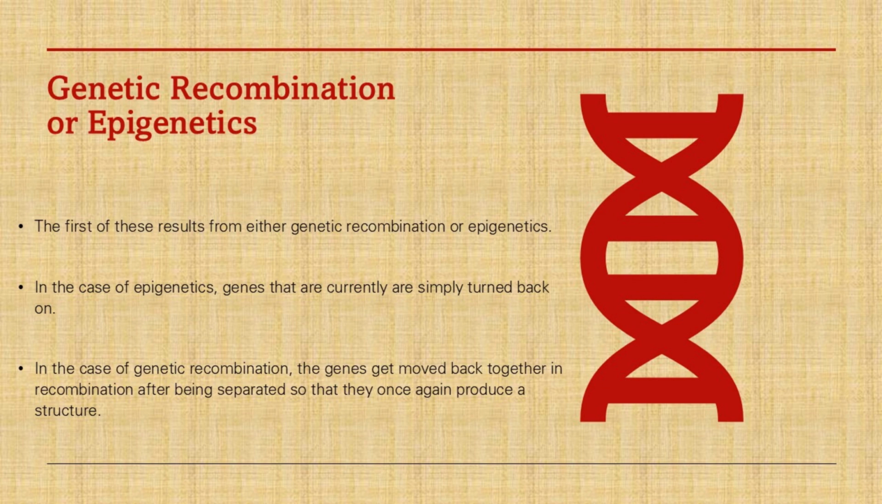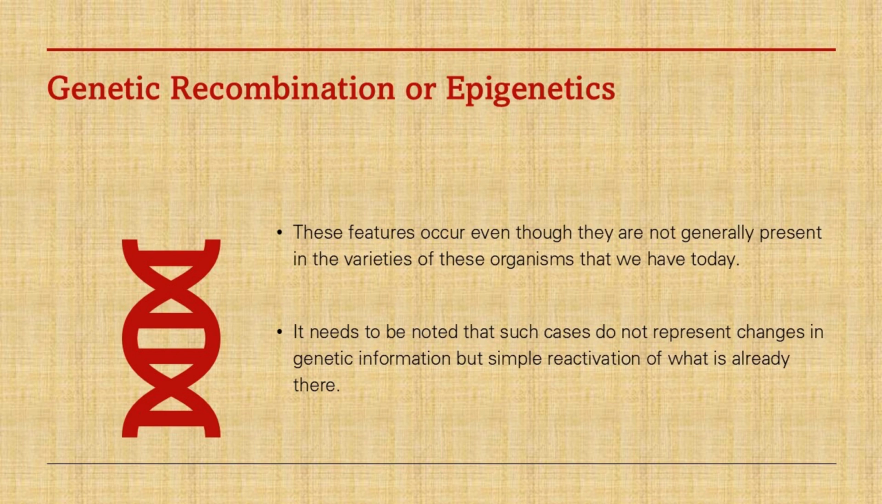In the case of epigenetics, genes that are currently turned off are simply turned back on. In the case of genetic recombination, the genes get moved back together in recombination after being separated so that they once again produce a structure. These features occur even though they are not generally present in the varieties of these organisms that we have today.